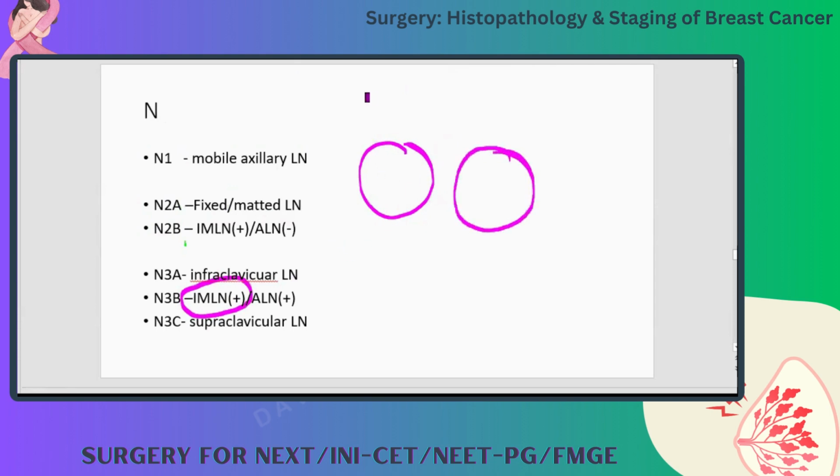So a patient has a right breast lesion. She has axillary lymph nodes, internal mammary lymph nodes, and a supraclavicular lymph node. The opposite side supraclavicular lymph node is also involved. This is the right side, the mass is here, so 1, 2, 3, 4. The opposite side supraclavicular lymph node is there. So what will be the stage?